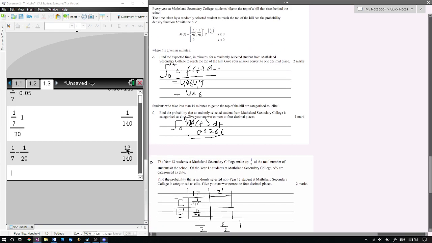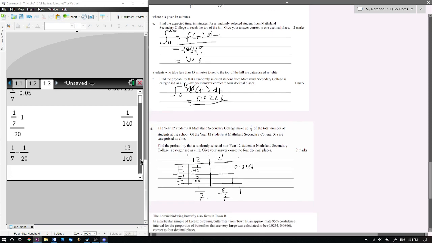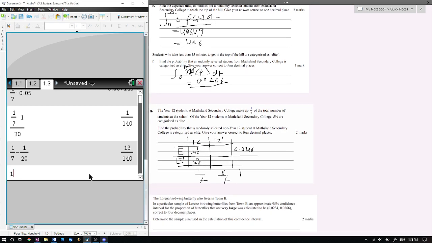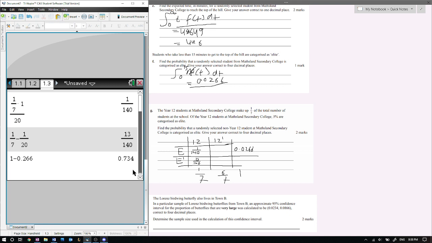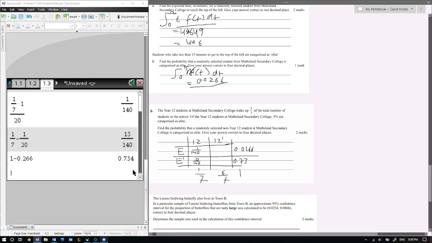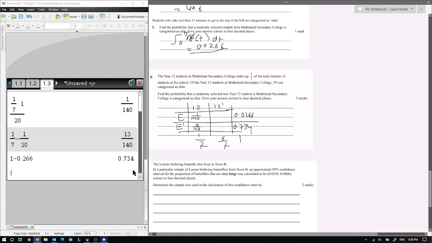So in this case, it'll be here, because this is the probability that a student is characterized as elite. So what that's saying is you have a 0.0266 chance of choosing a student that's elite. And with that probability, you could also say that means that 0.0266 of students are elite. So I would have to put in, and I can't keep this in fractions because it's rounded, 1 minus 0.266, 0.734. Okay, and then I can find these two squares.